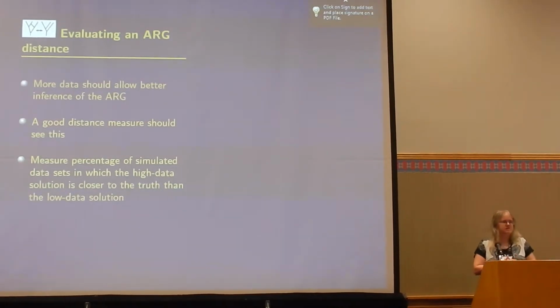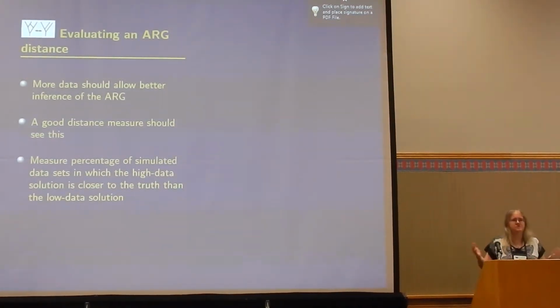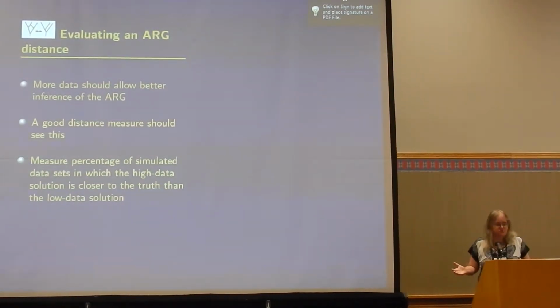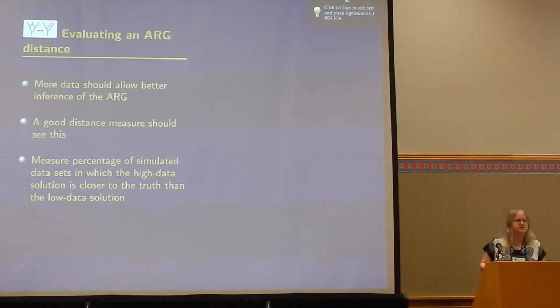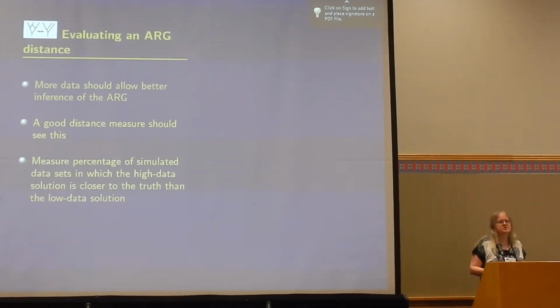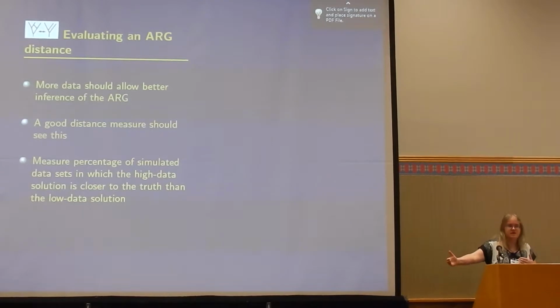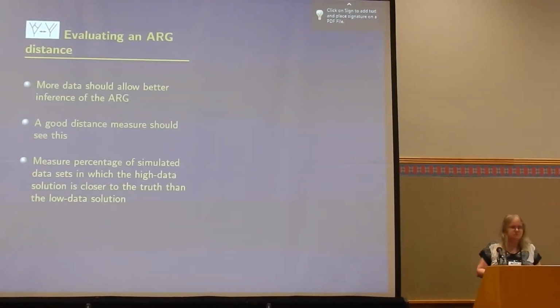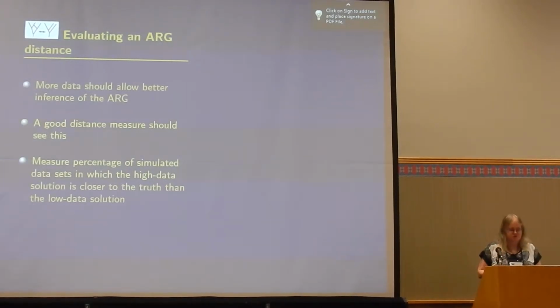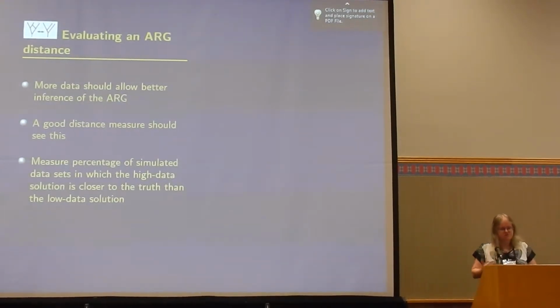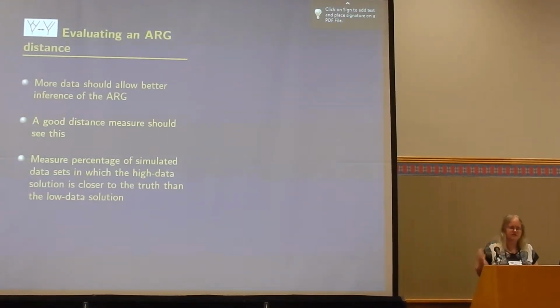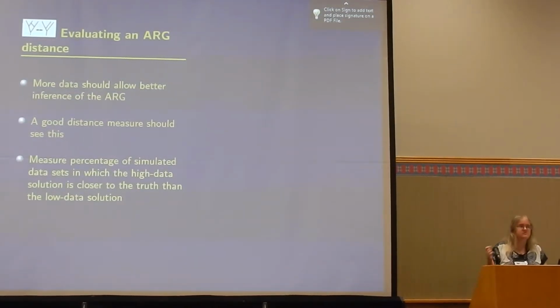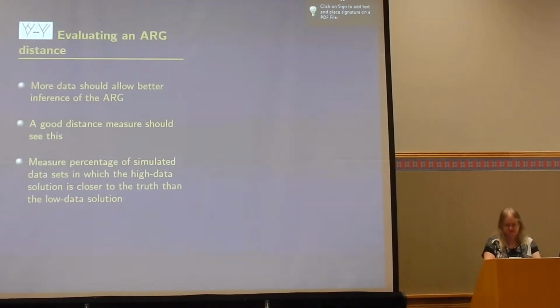Our idea was that as you increase the amount of data, ARG inference should get better if we have any ability to do it at all. And so a good distance metric is one that sees that trees made from ARGs made from more data are closer to the truth than ARGs made from less data. That seemed like a reasonable measure of whether the distance measure is any good. So we measured the percent of simulated data sets in which the high data solution was perceived as closer to the truth than the low data solution.